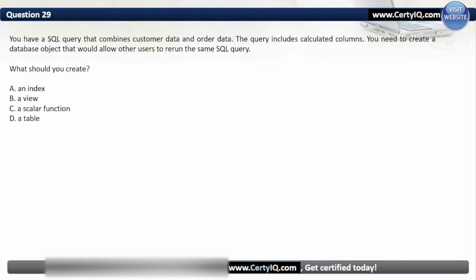Question 29. You have a SQL query that combines customer data and order data. The query includes calculated columns. You need to create a database object that would allow other users to rerun the same SQL query. What should you create? The correct option is B. A view.